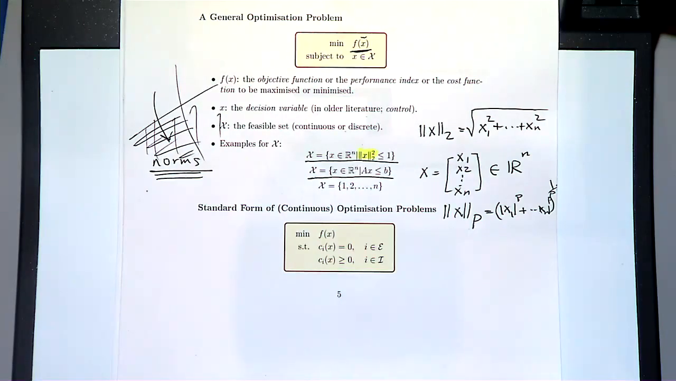The last set is pretty simple. It is just a bunch of discrete values: 1, 2, 3, a bunch of integers. Okay? So these are the objects that we work with: a cost function, a constraint set, and a decision variable.